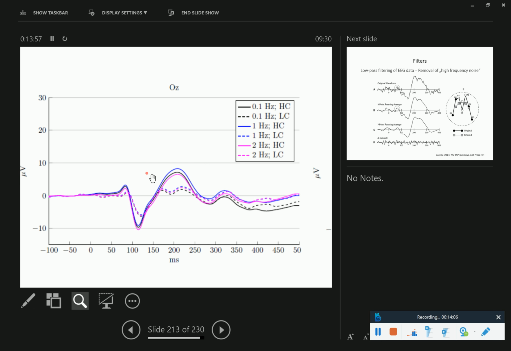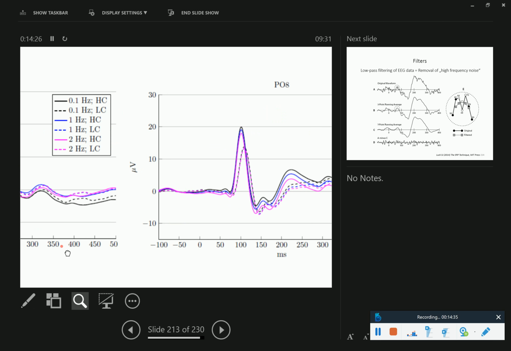So here, this is the checkerboard data, the data that you also have, for high contrast and low contrast. And here we had filter settings of 0.1, 1 hertz and 2 hertz, and you can see that this has an effect. It's not completely aligned in terms of it always getting lower, so these effects can be more complex, but it has an effect.